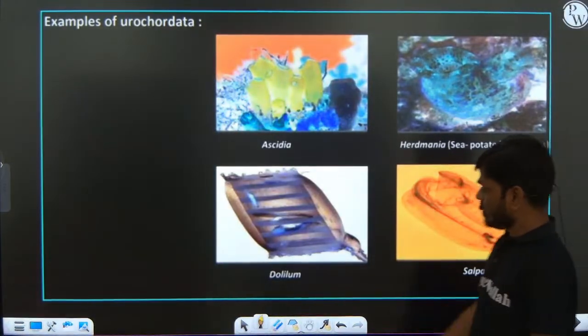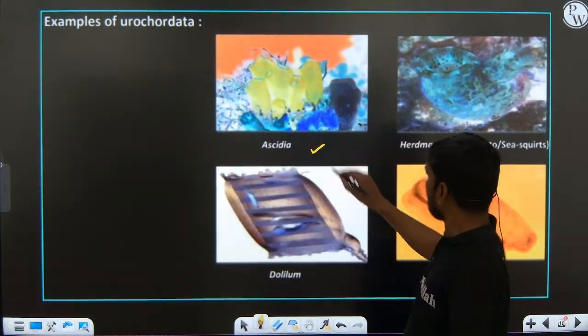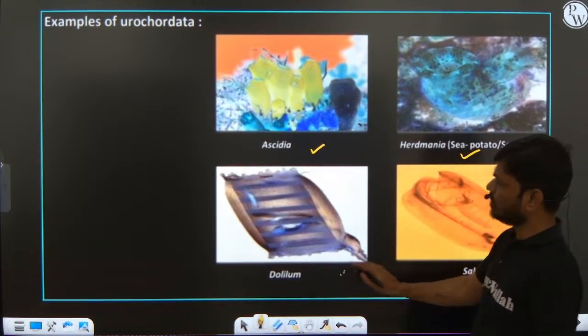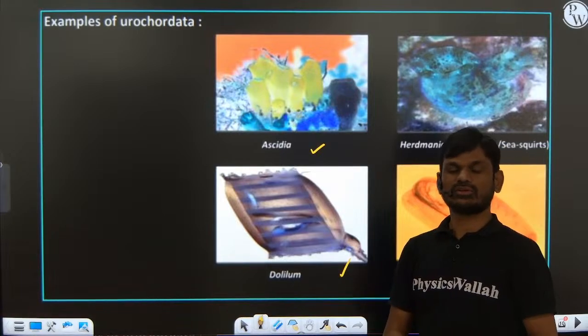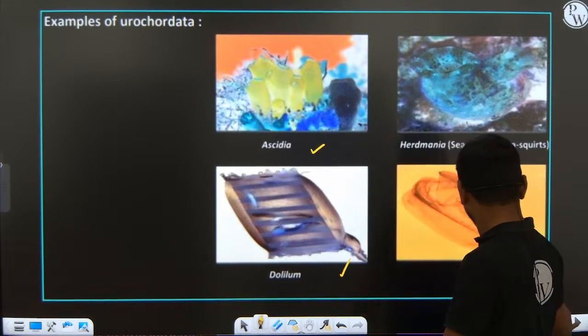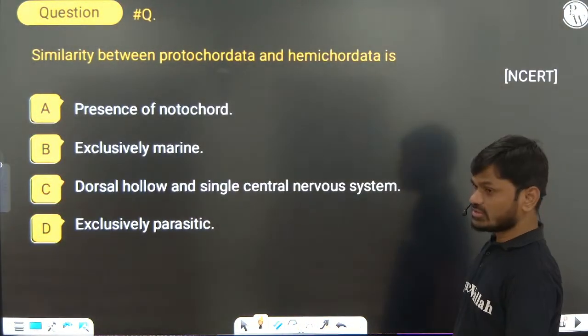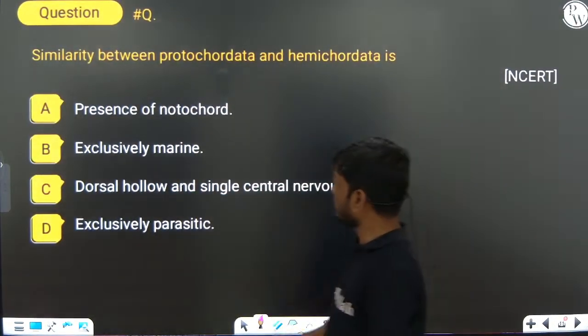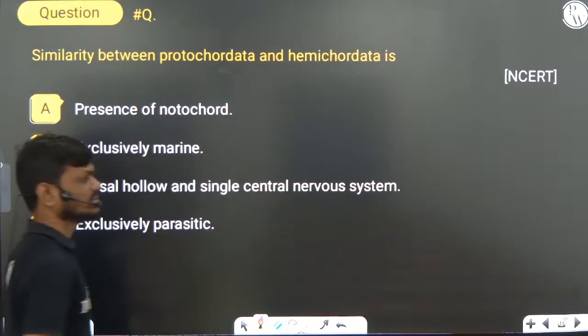Right. So these are the examples. Already I told you: Ascidia, Herdmania, sea potato, sea squirt, Salpa, Doliolum. These examples you must remember. This is the question. You can answer this question, not guess.